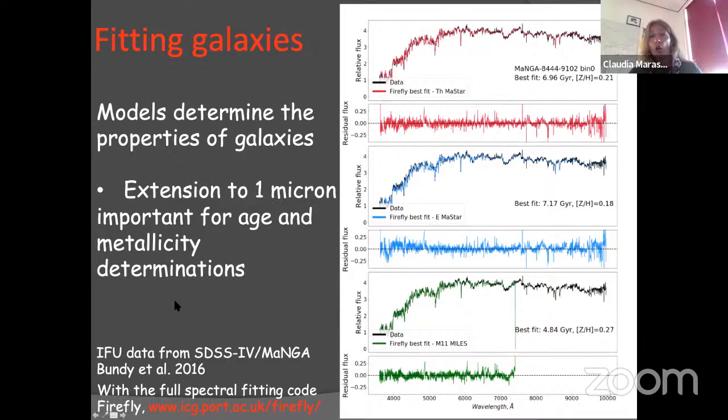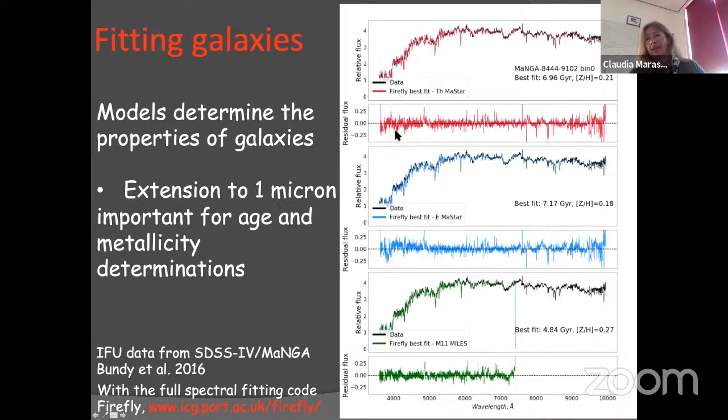You need a fitting code. There are many in the literature. You have Starlight in Brazil. We have developed our own code called Firefly. Here we use this one, and essentially you apply it to galaxies and you get these beautiful fits.